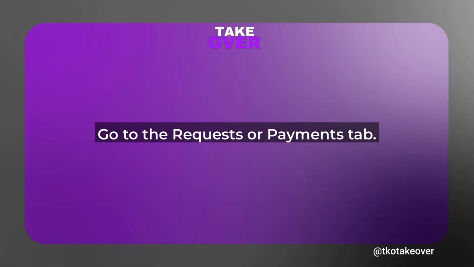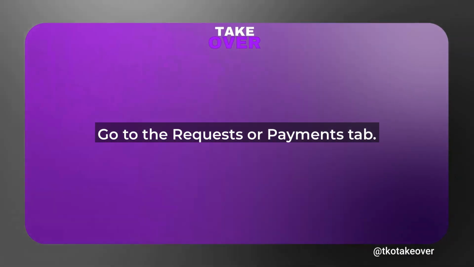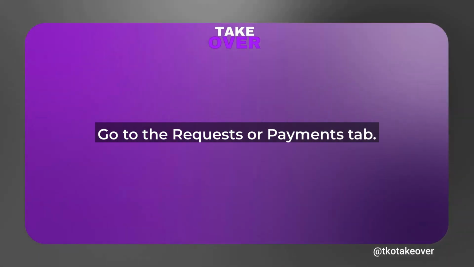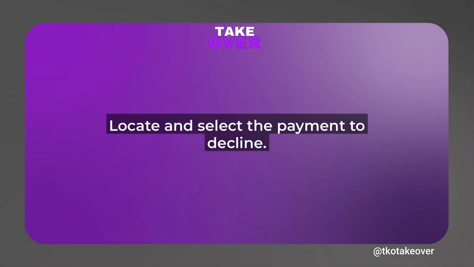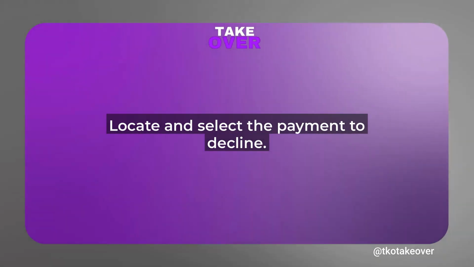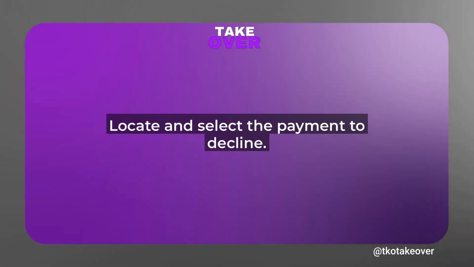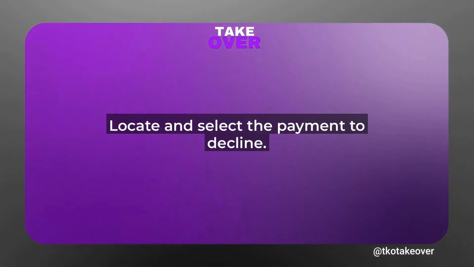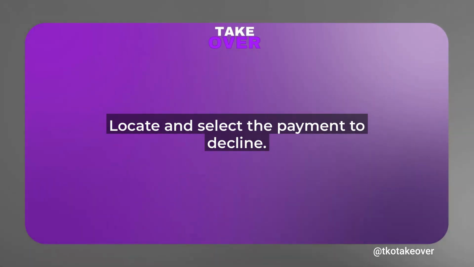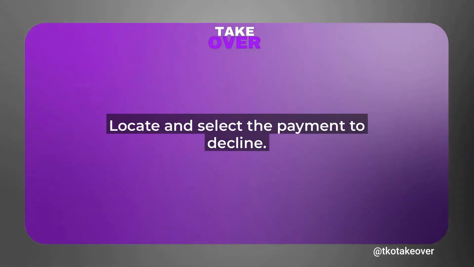Step 2. Locate the specific payment you want to decline. It should show up as a pending request or incoming payment. Tap on it to open the details. You'll see options like Accept or Decline. Simply select Decline. Venmo might ask for a quick confirmation to prevent accidental taps.